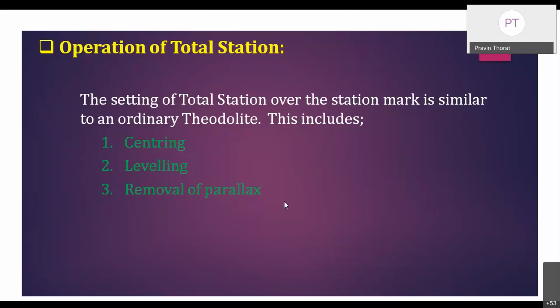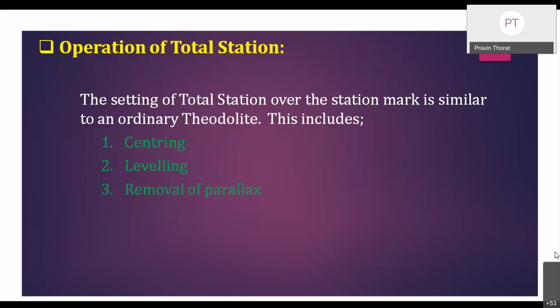We know the relation between the axes: the horizontal axis, also called the trunnion axis, and the line of sight. The line of sight is always perpendicular to the vertical axis, and parallel to the horizontal or trunnion axis. To maintain the relationship of the axes properly, we have to do these operations: centering of the instrument, leveling, and removal of parallax.